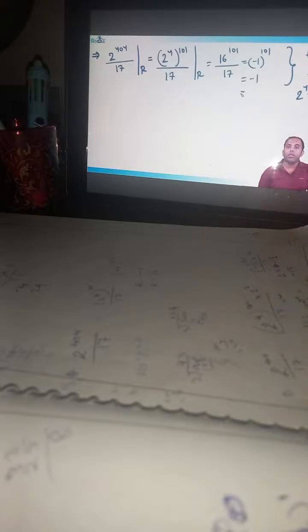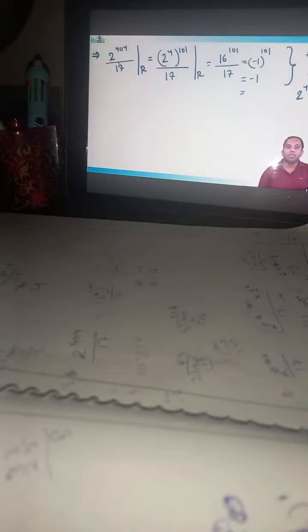But the final answer has to be positive. What is the final answer? This is plus 17 and this is minus 1, so plus 17 minus 1. What is the answer? The answer is 16. So 16 is the answer for this question, correct?